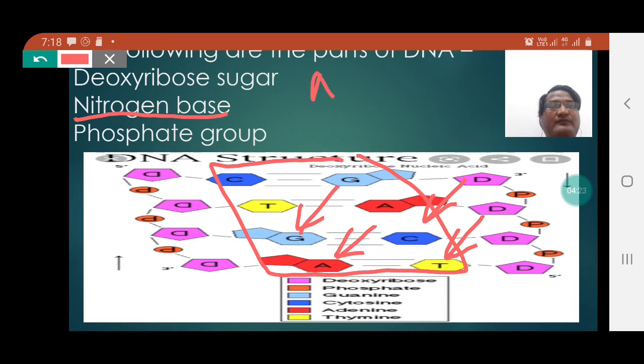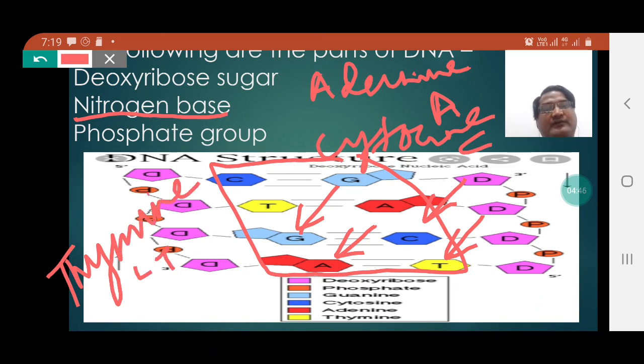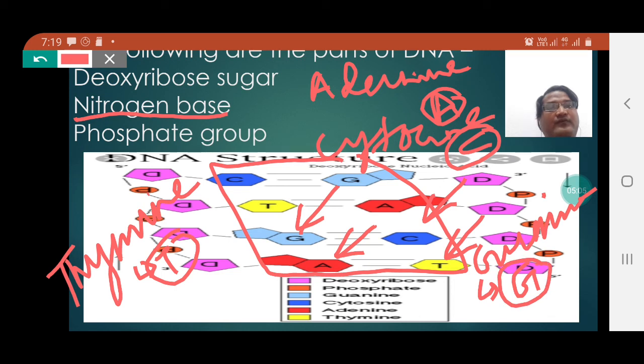So, students, adenine is represented by A, cytosine is represented by C, thymine is represented by T, and guanine is represented by G. So, students, this A, C, T and G form the nitrogen base.